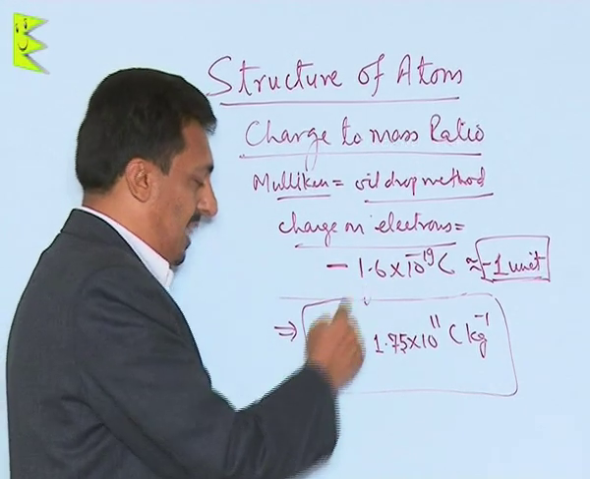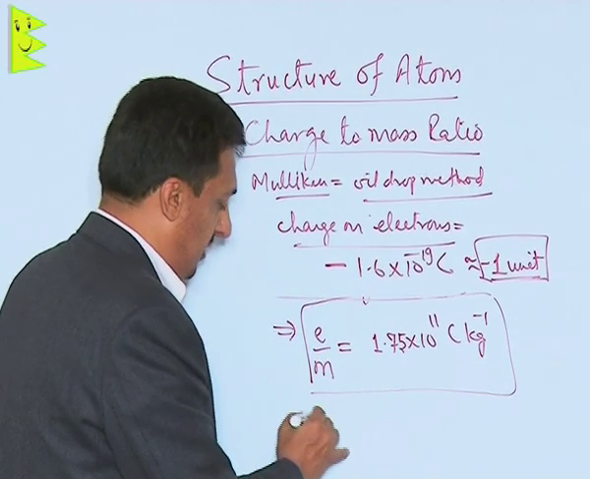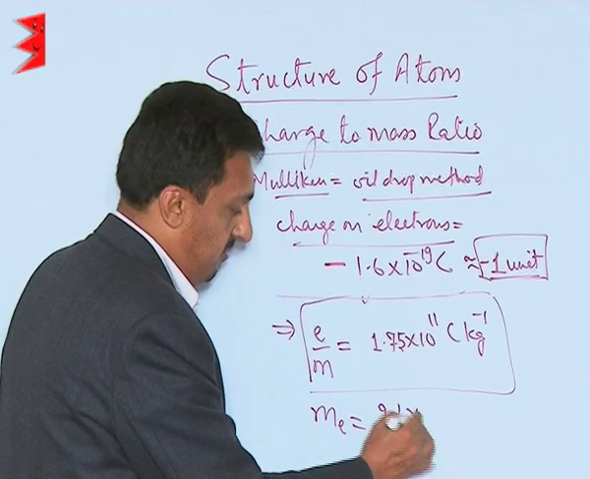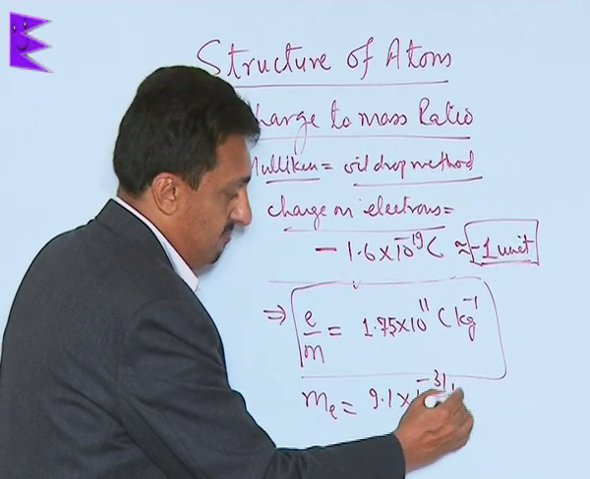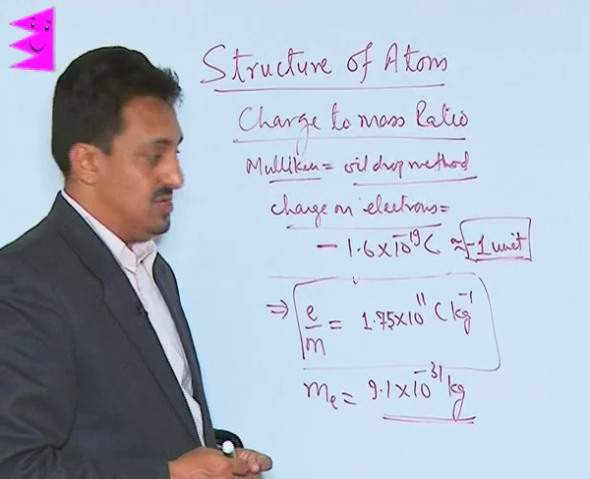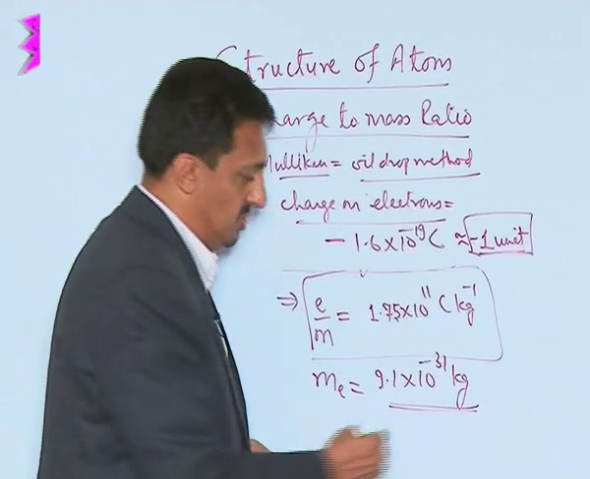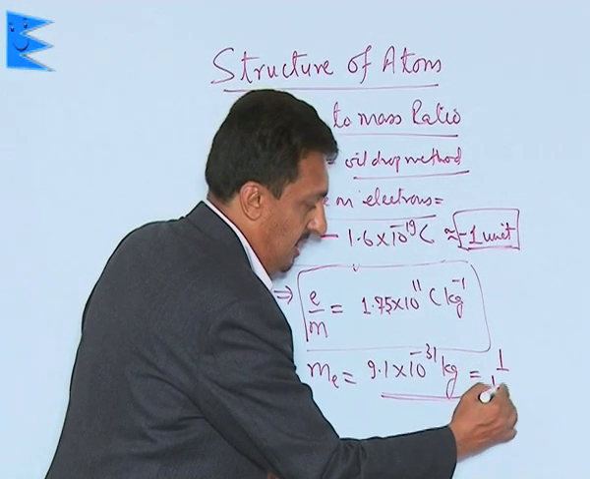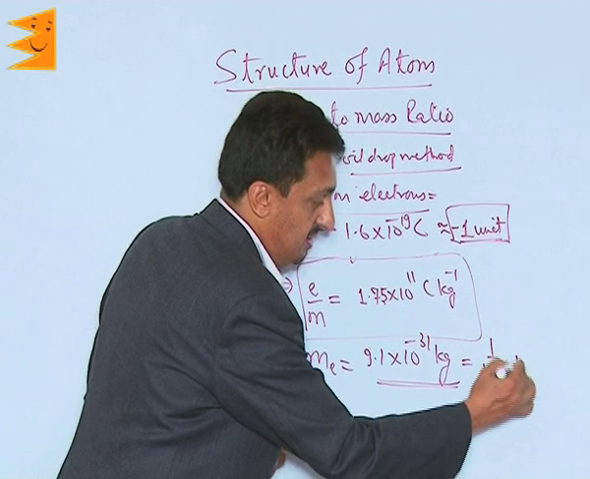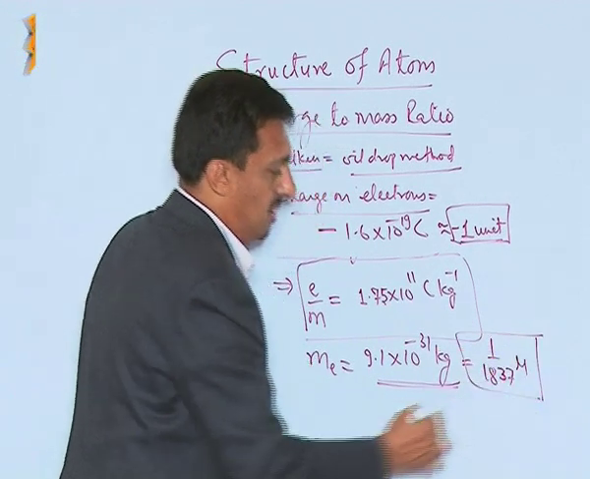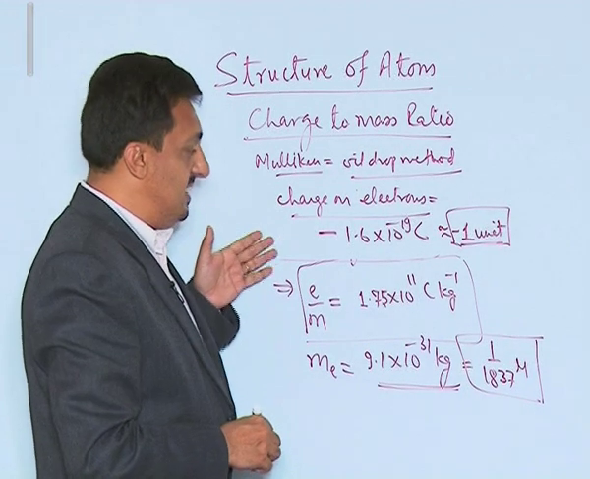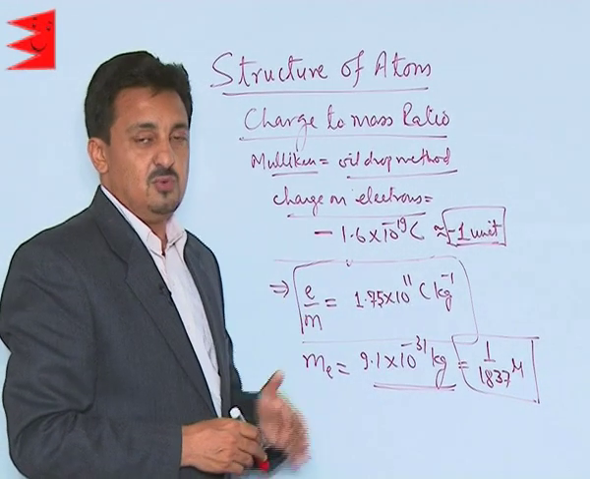And by placing this value in this e/m ratio, it was found that the mass of the electron is 9.1 into 10 to the power minus 31 kg, which in terms of atomic mass unit is very, very small. It is 1/837 of the unified mass, which is a very small number. So these are the series of experiments which have concluded all this.